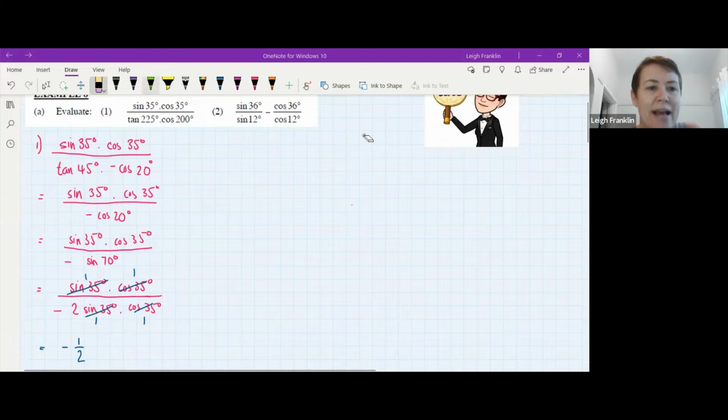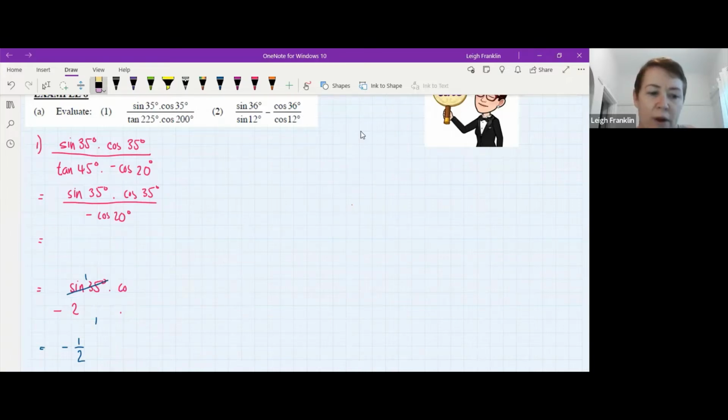Do you understand where I got tan 45 and minus cos 20 from? So that's your normal grade 11 reduction formulae. Yes, ma'am. Okay, so that makes sense to you, okay? So I've got sine 35 times cos 35 over negative cos 20. Then what I had to do here is try and find a relationship between 35 and 20. And of course, there isn't really one. And that's the clue, that there's a couple of steps that I need to take here, all right?